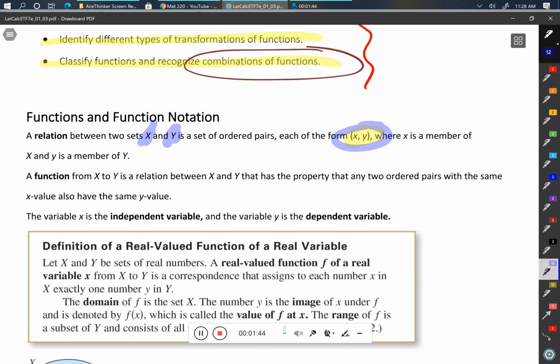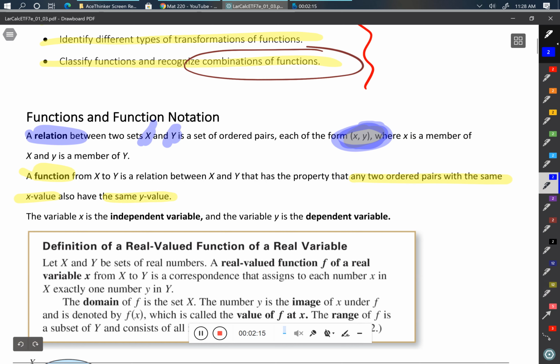So to say that you have a relation between two sets means that you have some sort of rule that takes an x and pairs it up with a y. It takes an element of the first set and pairs it up with an element of the second set. Now that's the definition of a relation. A function is a special kind of relation. So a function from X to Y is a relation between X and Y that has the property that any two ordered pairs with the same x also have the same y. Okay? Any two ordered pairs that have the same x also have the same y.